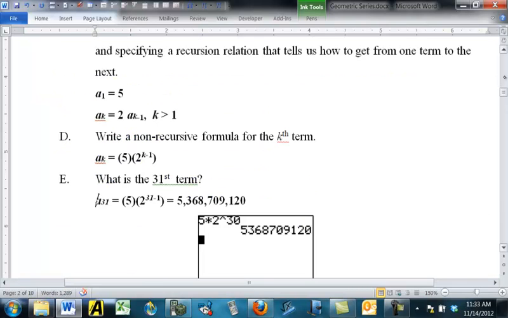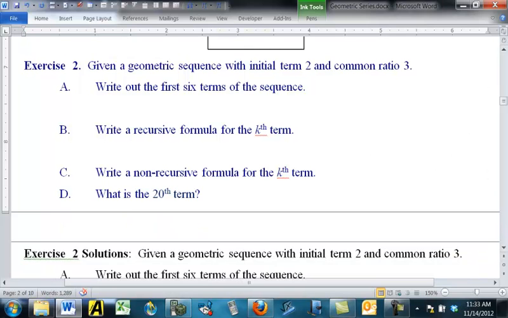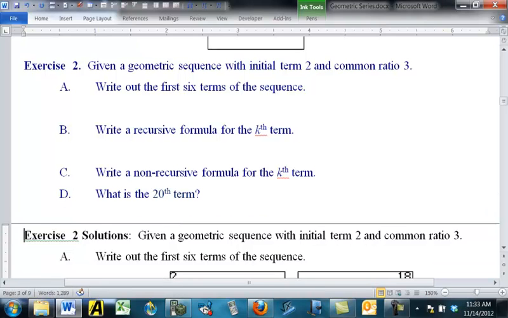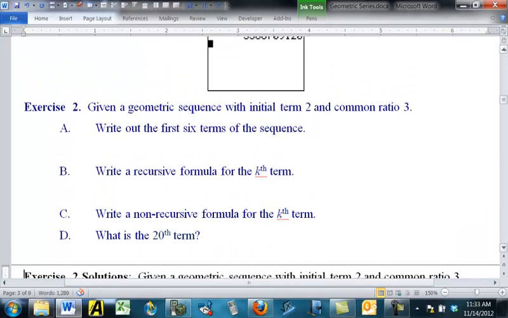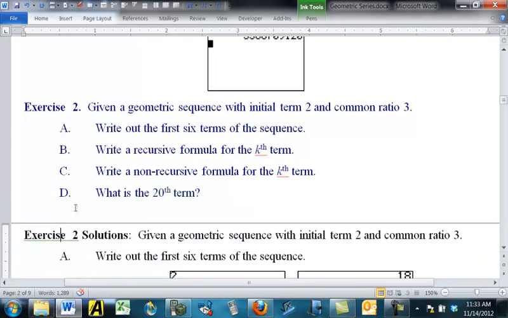So next, let's do the next problem here. And let me get this down to one page here. So, we were given a geometric sequence with initial term 2 and common ratio 3. Write out the first 6 terms of the sequence, then find recursive and non-recursive formulas and the 20th term for this sequence here. Press pause now.